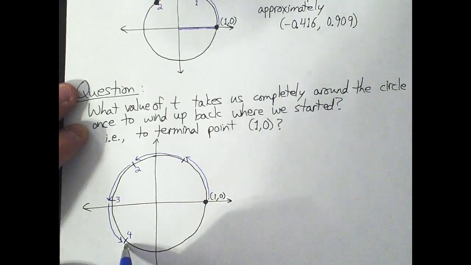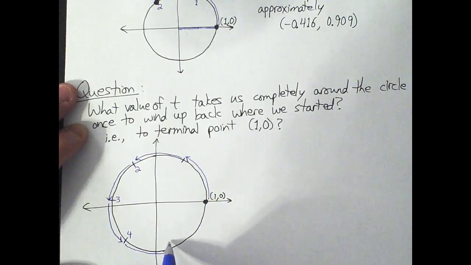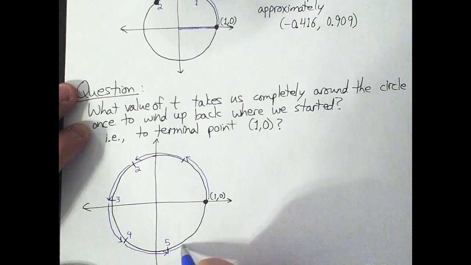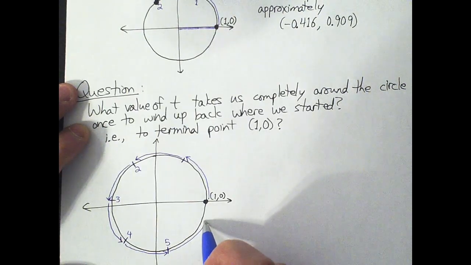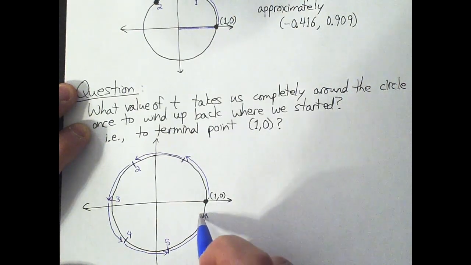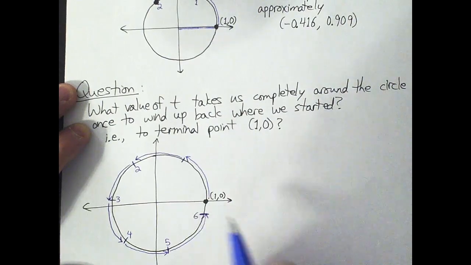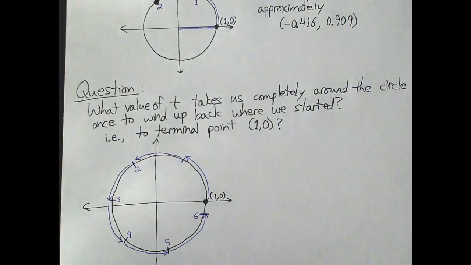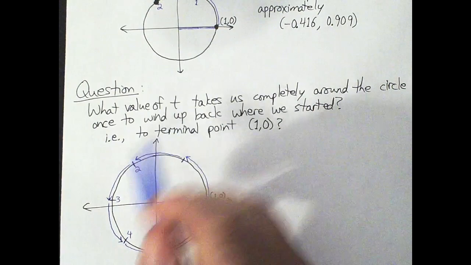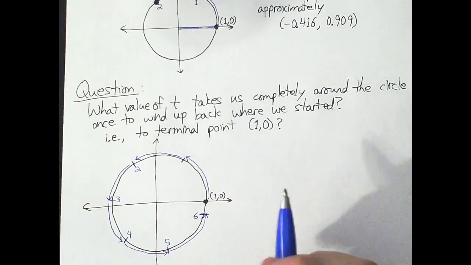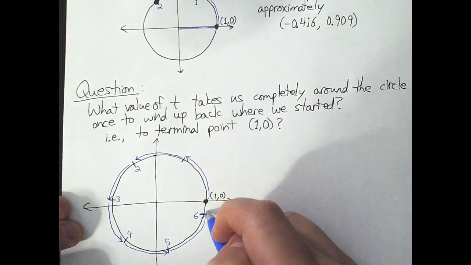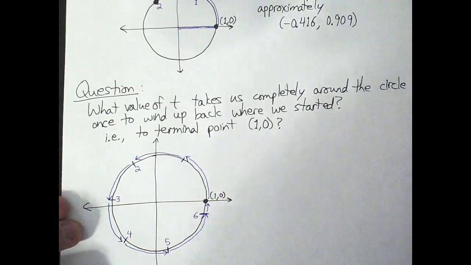Let's keep going. That's about 5. 6 gets us to about here. This is an approximation here. I think a little bit more than 6. Somewhere between 6 and 7. I think if we went 7, we would pass the starting point and be going on a second lap around. So 6 plus a little more.